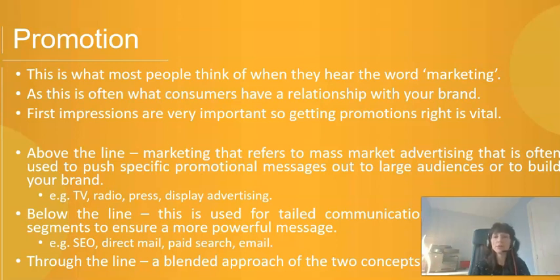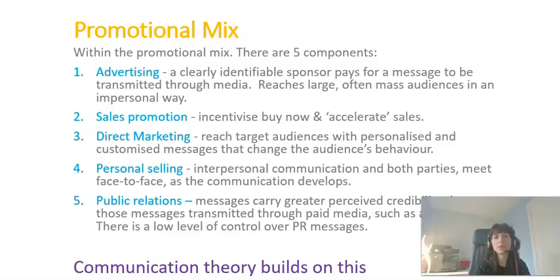Below the line is more tailored. This is where it's more specific to us. So if we're searching something, we're finding it. We're getting an email based on our preferences. This will mean more to us because it's based on some knowledge and intelligence, based on our needs and our wants. And then through the line is both of those. So we're combining some television advertising with some direct email marketing to our previous customers.